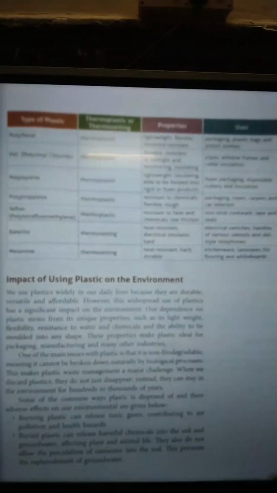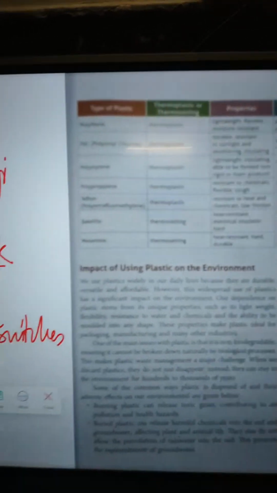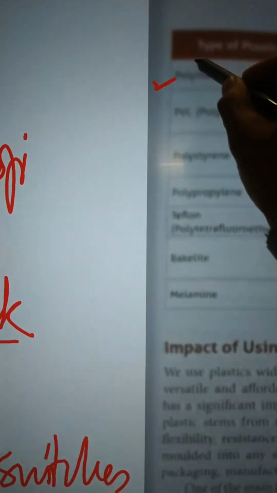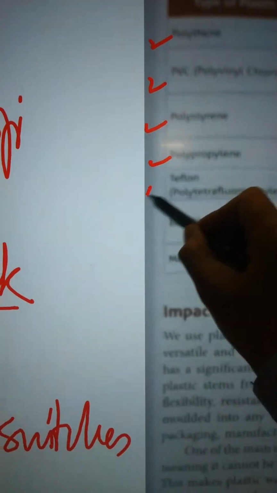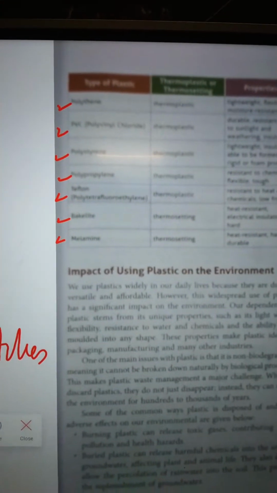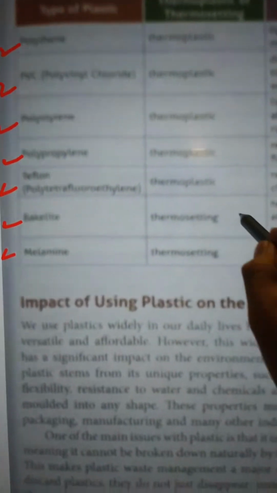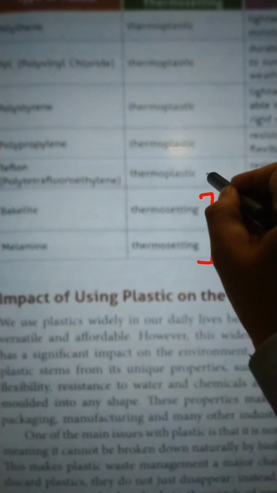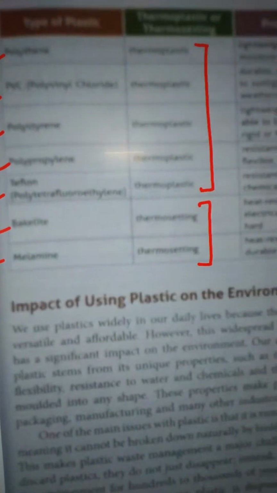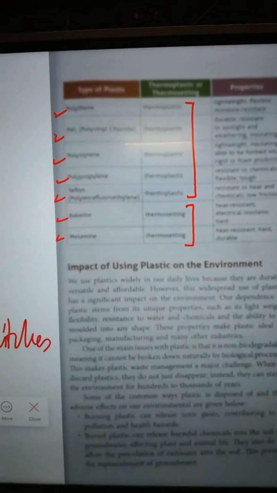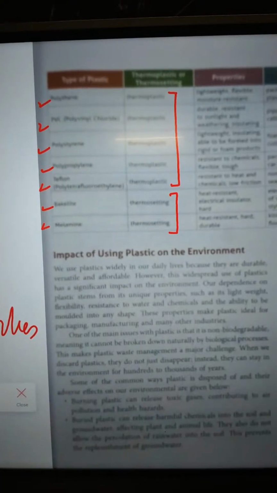The table which is given in your book is important, and there are 1, 2, 3, 4, 5, 6, 7 names, all of them are important. Thermoset is given here, and the remaining are thermoplastic. From the table you can mark which one is thermoset.